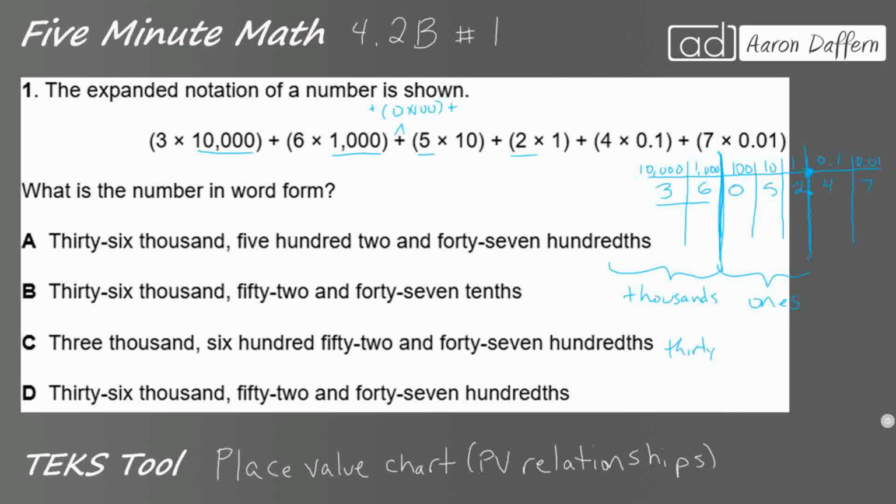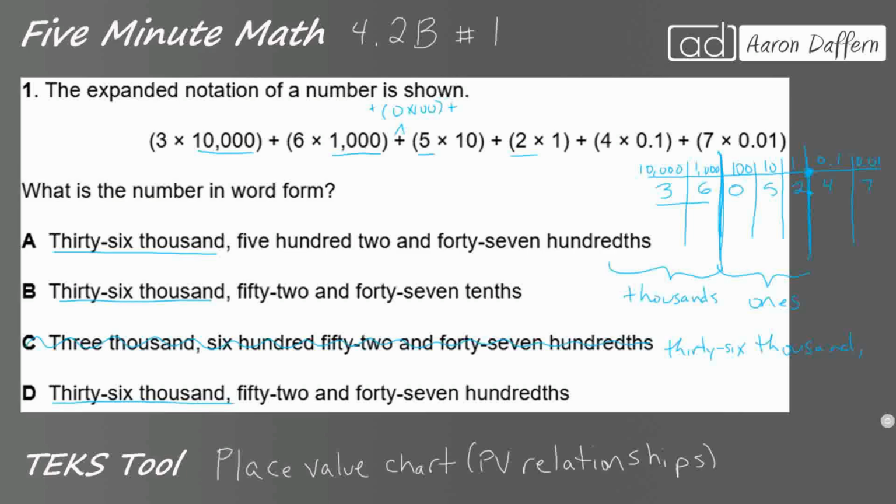So this would be 36. Then you say the period name, thousand. So that's how you would start the number from left to right, 36,000. So I've got 36,000. I have 3,600, so this is a no. All right, and then I've got 36,000. So I eliminated one answer choice.